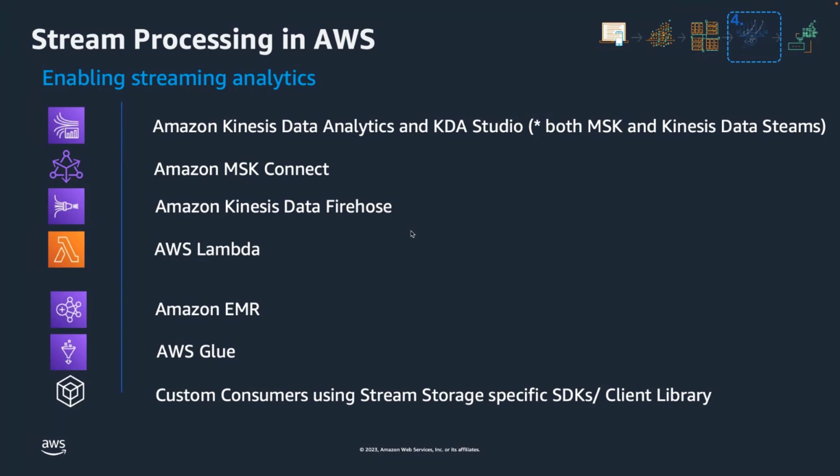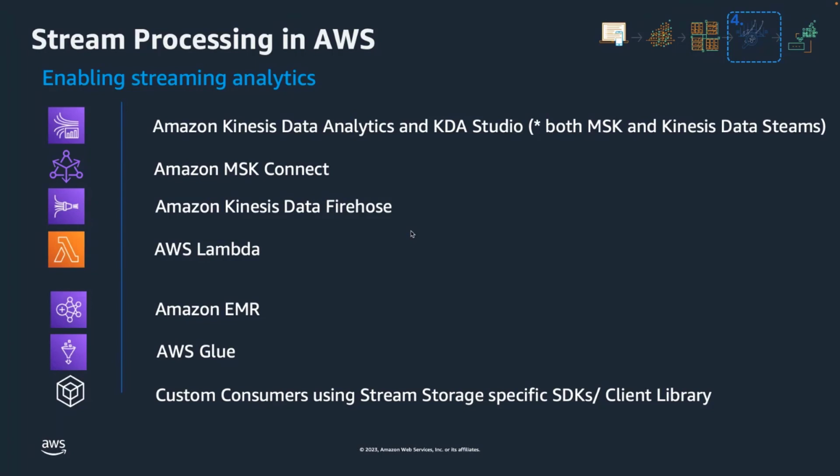Similar to MSK Connect, we have Amazon Kinesis Data Firehose that allows the consumption from stream storage, such as Kinesis Data Streams and many more, performing lightweight transformations again and sending that data downstream. If we keep going, we have AWS Lambda, which is a serverless offering for creating these real-time transformations as they are landing in Kinesis Data Streams or MSK.